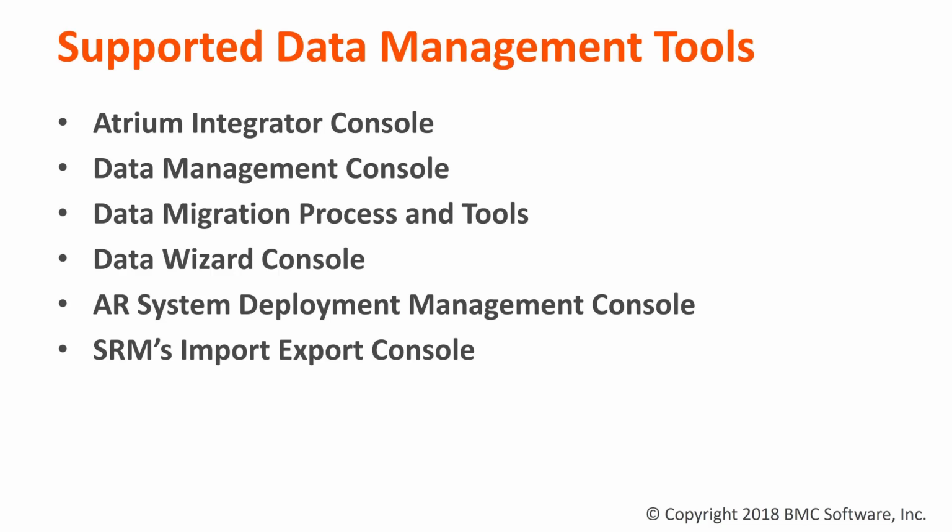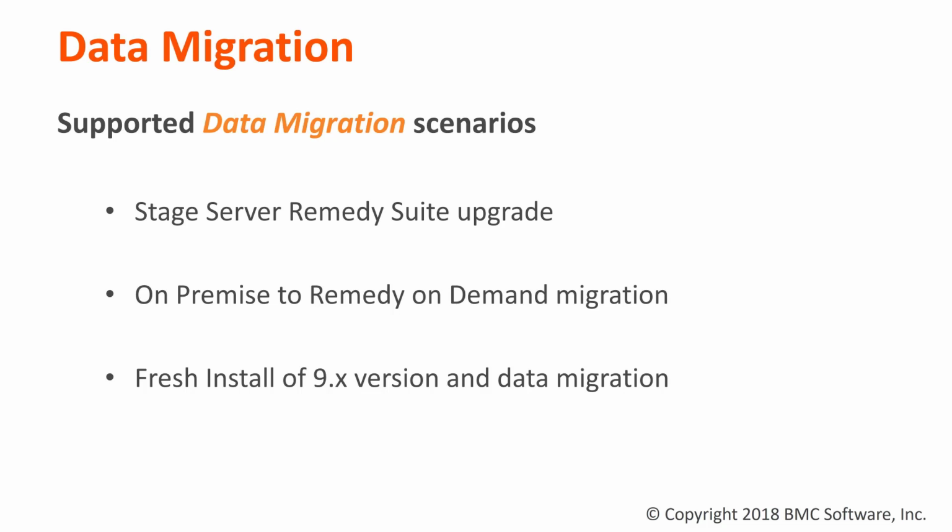The tool we have is DDM, which has a framework of migrator. And then we're going to jump into our data wizard console, which tells you how you can modify a company name or support group name through our console. And then we're going to talk a little bit about our AS system deployment management console and our SRM Import Export console. With that, there's a slight change in the way we're going to present. So I'm going to jump directly into a data management topic, and then we'll circle back to the Atrium Integrator console topic.